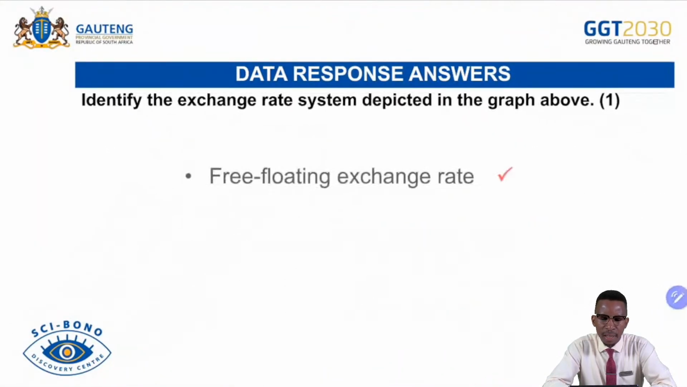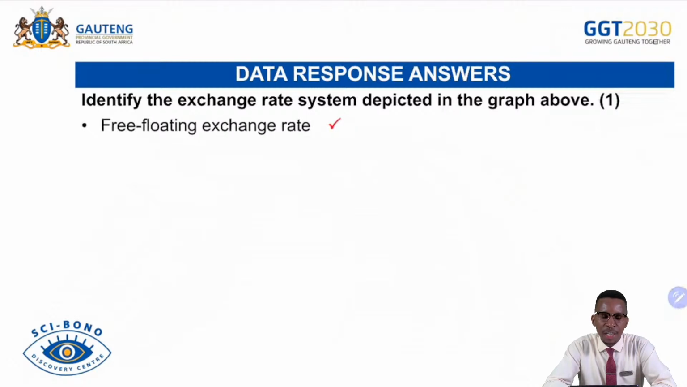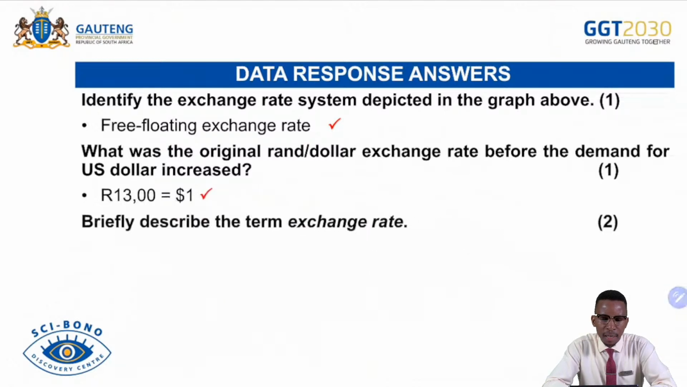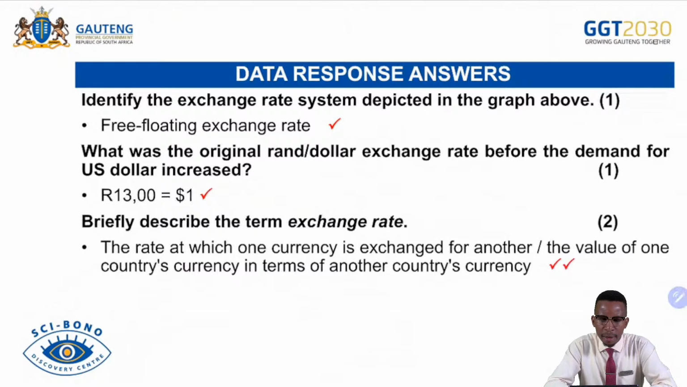So for the first question, a free-floating exchange rate is used. What was the original rand to dollar exchange rate before the demand for dollars increased? It was 13 rand to 1 US dollar. And then briefly describe the term exchange rate. An exchange rate is the value of the currency of one country in relation to another country's currency. So it is the rate at which one currency is exchanged for another, or the value of one country's currency in terms of another country's currency.